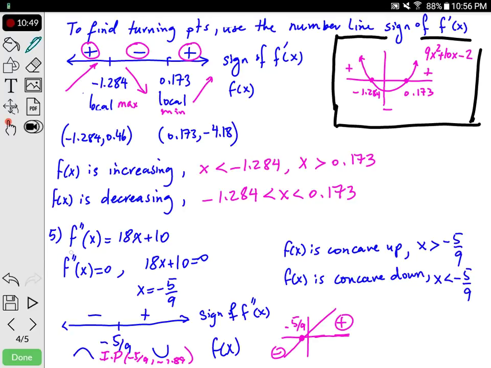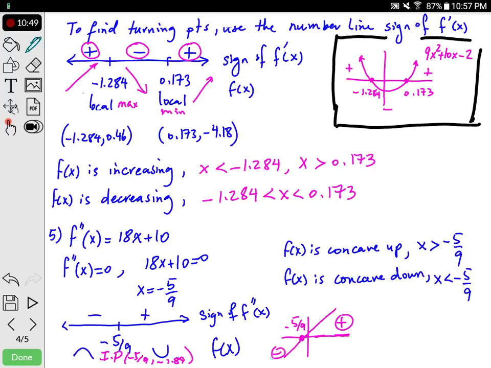The fifth step, which is the second derivative, you take the first derivative, 9x squared plus 10x minus 2, and derive it by power rules. You get 18x plus 10. If you set it equal to 0 to determine possible inflection points, you'll see that this is a linear function. There will be a root, and x equals negative 5 over 9. If you subtract 10, divide by 18, and simplify, you get negative 5 over 9. And since this is a linear function, positive slope, positive 18, it's going to look like that here, and the root is negative 5 over 9.